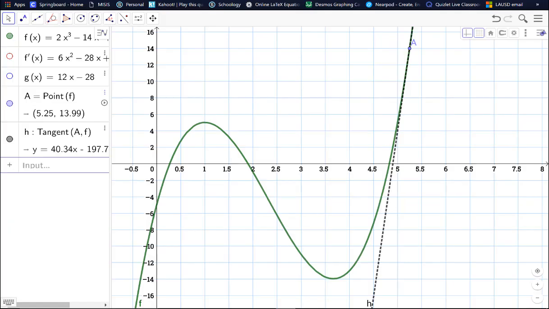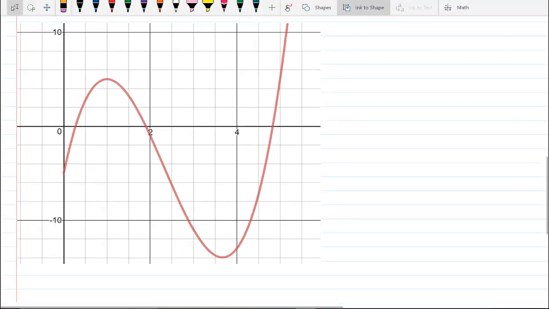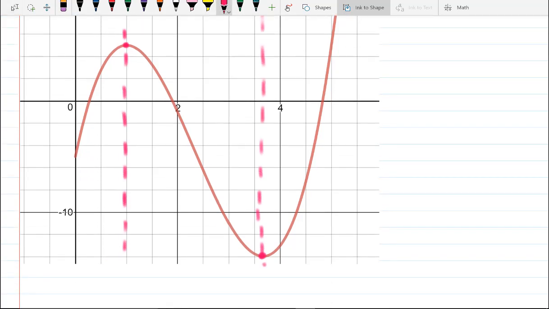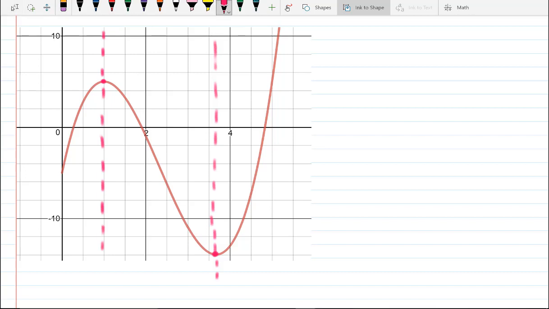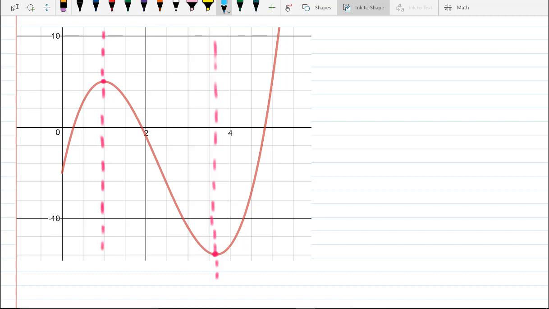Again, here was our graph. Let's pull it up again. There's the graph. Here's our graph of the function. So let's talk about where we're speeding up and slowing down. First of all, let's notice that right here is one of our critical points. So I'm going to go ahead and draw an asymptote here just to illustrate something. I'm going to put another one at our other critical point, which was 11/3, which is about right here. And then I'm going to, in a different color, place another asymptote.